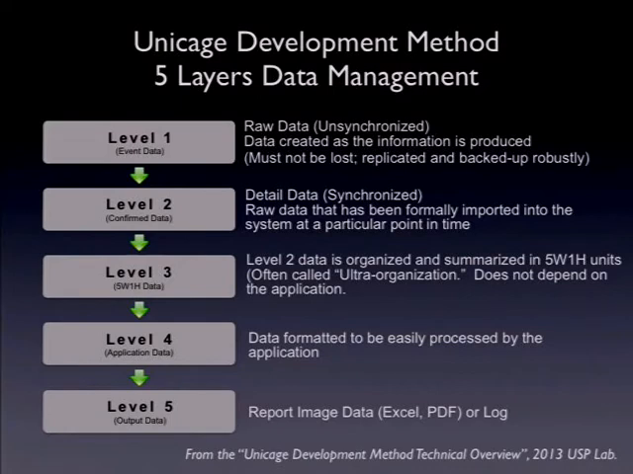Level 3 data is normalized to be treated by Tukubai commands, and that is a plain text file. Level 4 is specialized for an application, some kind of application. And level 5 is PDF, Excel, or something like that.